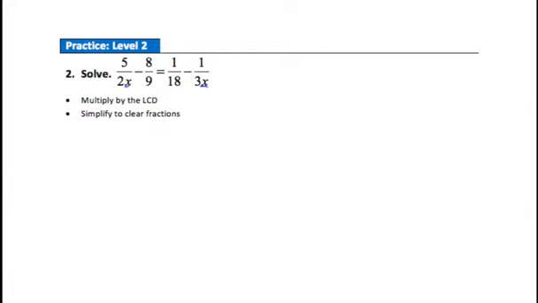All right, let's take a look. So first let's start with our LCD. Let's start with our numbers. 2, 9, 18, and 3. Well, that's still going to be 18. All of those numbers would go into 18, or that would be a common multiple for all of those numbers. So that's the number part. Now we just want to include an x on there. And so there's our LCD, 18x.